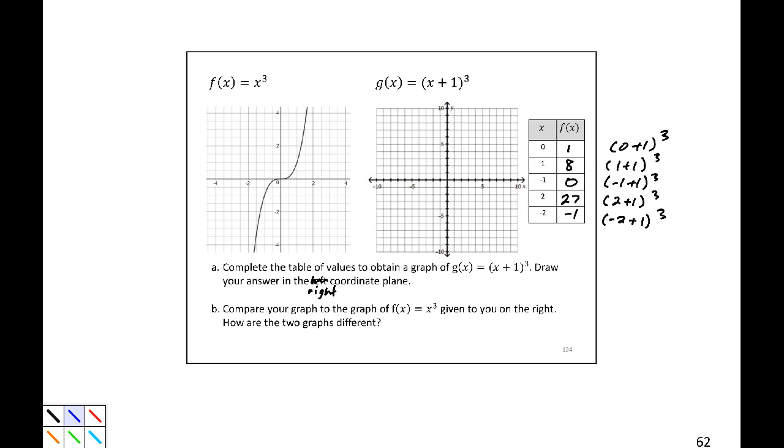So let's plot these points. 0, 1 is my first point. I have 1, 8. I have negative 1, 0. I have 2, 27, which I cannot plot, and I have negative 2, negative 1. Now, if I were to fill in a value of negative 3, I believe it would be negative 8. Negative 3, negative 8 here, and so I'm going to graph this by connecting my dots there, filling in the pattern.